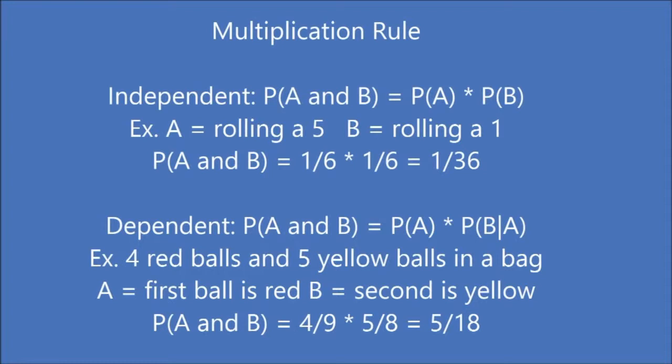In this example, there are 4 red balls and 5 yellow balls in a bag. We are drawing 2 balls out of the bag without replacement, so the probability of the second draw will be affected by the first draw. A is that the first ball will be red, and B is the second will be yellow.